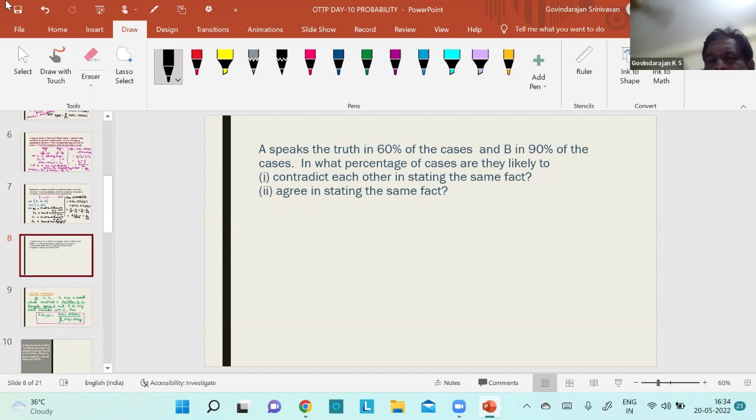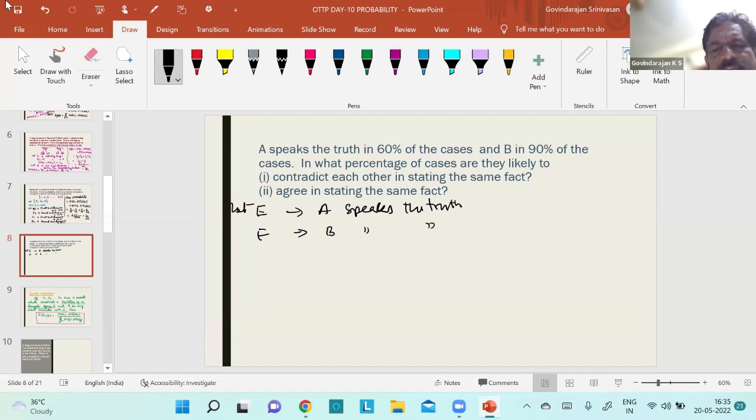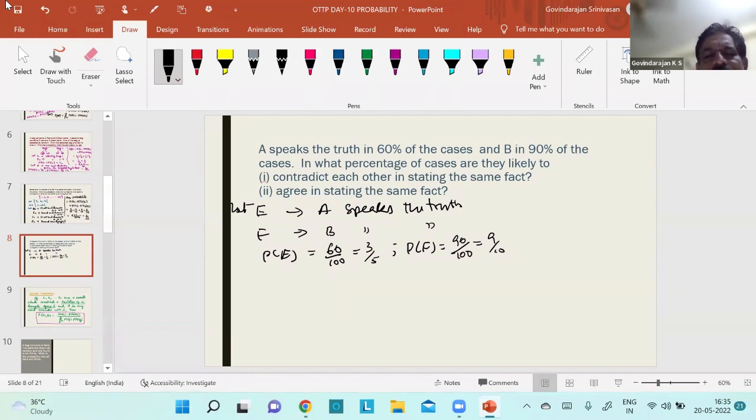Let E be the event that A speaks the truth, and let F be the event that B speaks the truth. So the probability of E is 60%, that is 3 by 5. And the probability of F is 90%, 90 by 100, which is 9 by 10. Therefore, E and F are independent events.